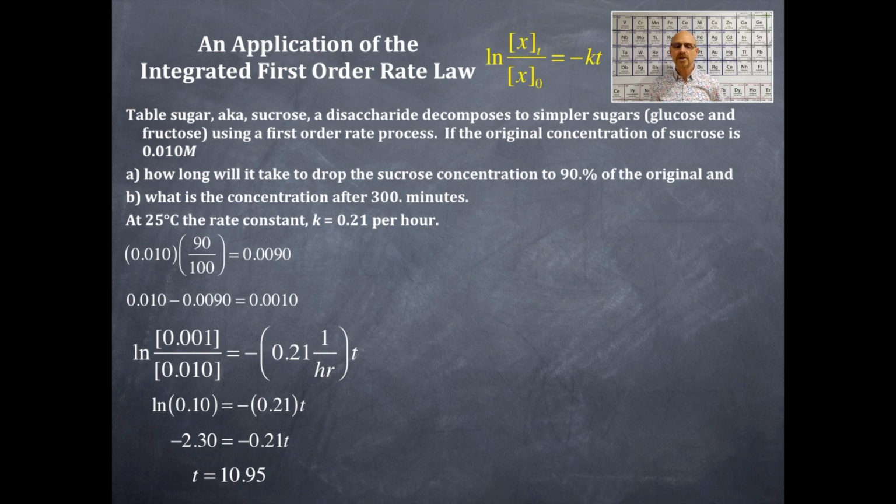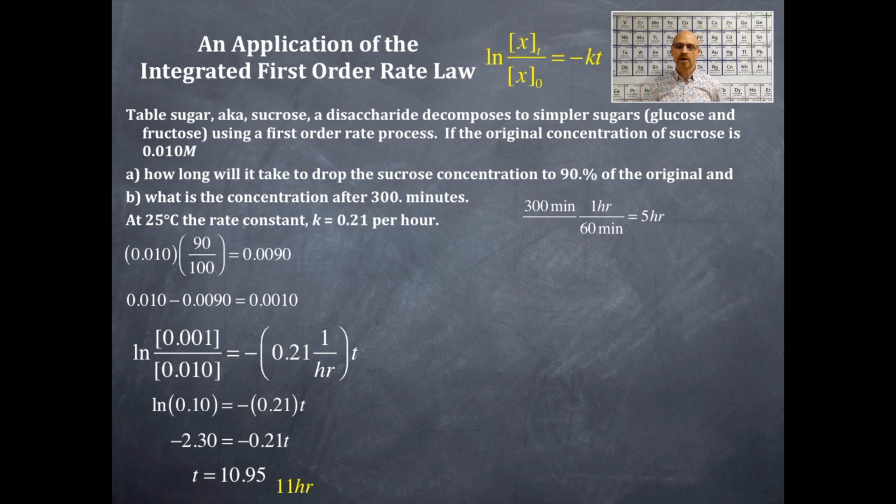I'm going to have only two significant figures on this problem, so I need to round this, and I need to put the correct units here. Notice that the rate constant was per hour, so when I solve for time t, that would be hours. And so I have 11 hours is how long it will take for that sucrose concentration to drop to 90% of its original value. All right, so that was part A. Let's see if we can do part B here.